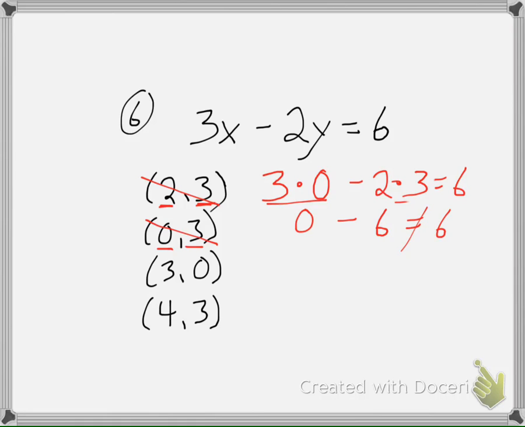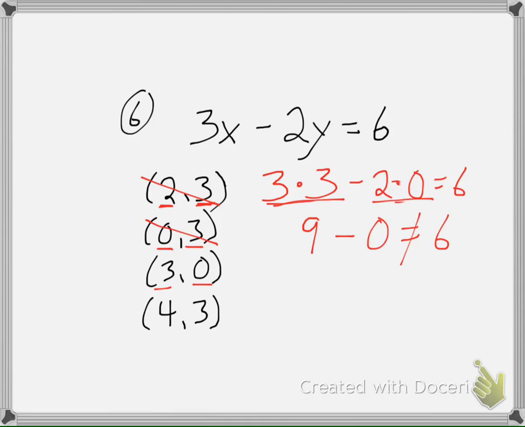So then we move on to our third. Now again, same equation, so still 3 times x minus 2 times y. But we're going to change our x and y. What's x in this next one? 3. So I have 3 times 3 minus 2 times 0. So x is 3, y is 0. So I get 9 minus 0. Which does not equal 6, right?